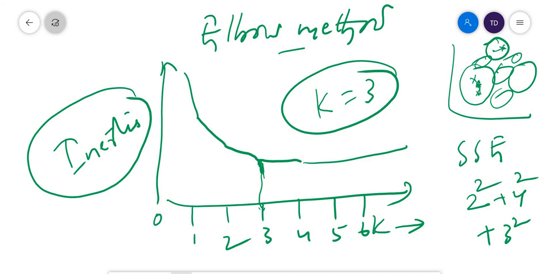So that is K-means clustering. The practical applications for K-means clustering are document classification and recommendation systems. This is the most commonly used algorithm. So that's all about K-means clustering.